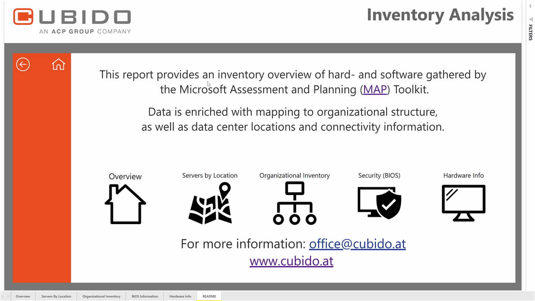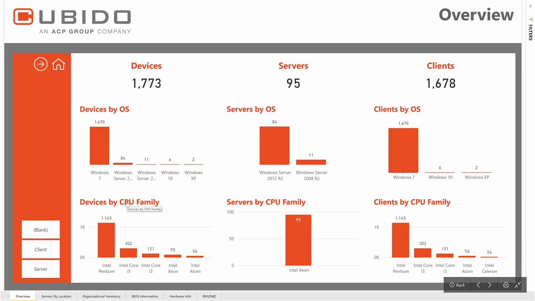This report provides us with information collected by the Microsoft Assessment and Planning Toolkit. In addition, we've enriched the data by mapping it to organizational structure, data center locations, and also connectivity information to all those different devices. Let's have a look at the overview of our system environment.